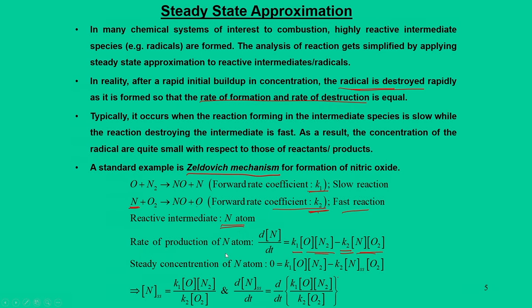Now, from this equation, when I say steady state concentration, I can make this term 0, that means the rate of change of the nitrogen atom concentration I can make 0. Based on that, we can replace this nitrogen atom with the steady state concentration of nitrogen. From this we can frame an equation for the steady state concentration of the nitrogen atom, which is a function of K1 and K2, and the oxygen atom, nitrogen molecule and oxygen molecule concentrations. And we can differentiate this equation to find how the steady state concentration changes with time. Now, the beauty of this approximation is that instead of solving the original equation, it is easy to solve the steady state concentration equation in this form. So, this particular concept we are going to use in the subsequent mechanisms.